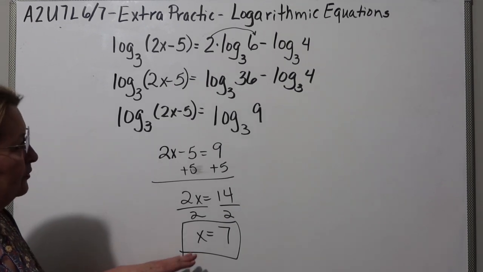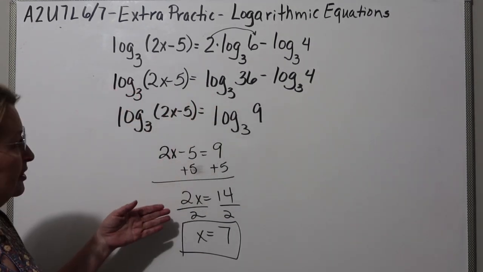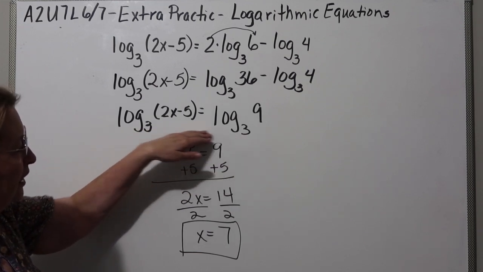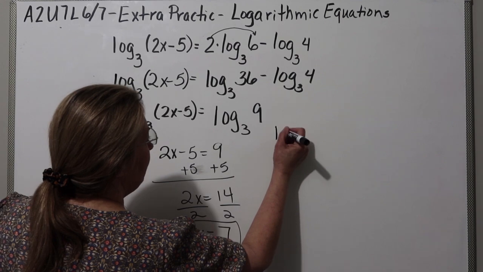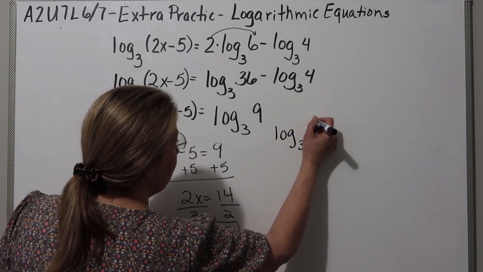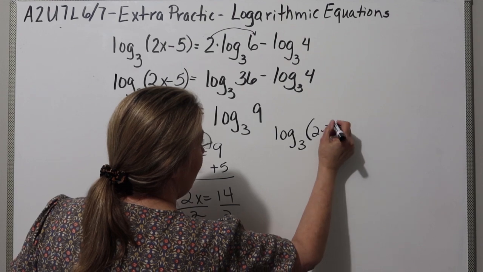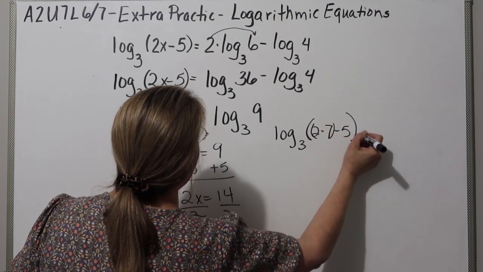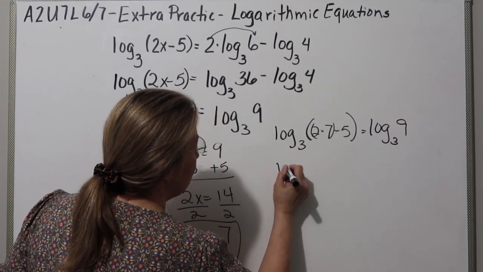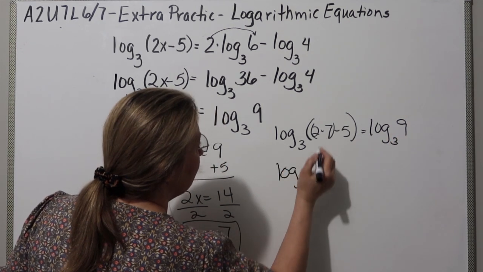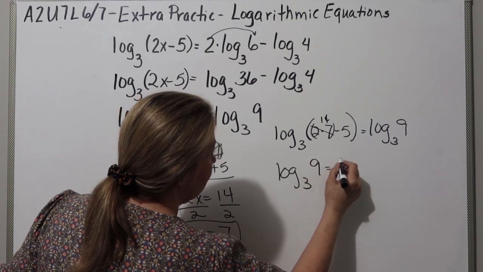I do need to fill my answer in up here to make sure that I don't have an extraneous solution. You can fill it in here at your most simplified form. So I'm going to make that log base 3 of 2 times 7 minus 5 equals log base 3 of 9. So this is log base 3 of 2 times 7 is 14, and 14 minus 5 is 9.